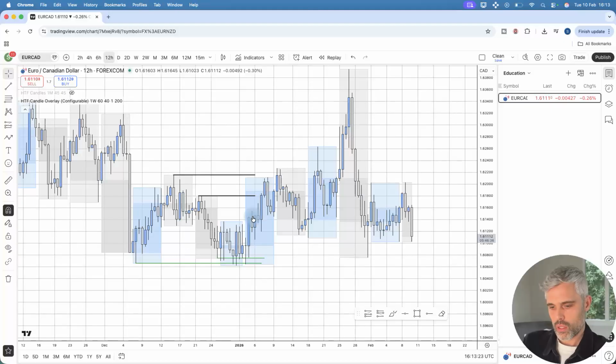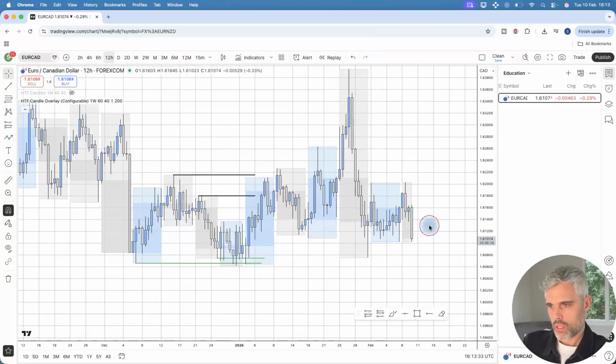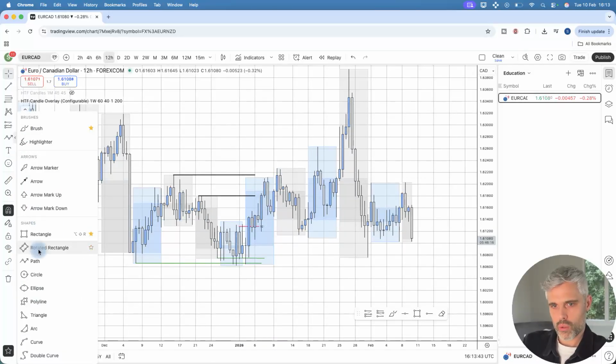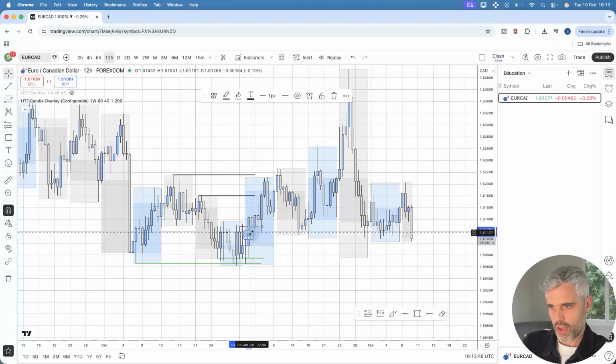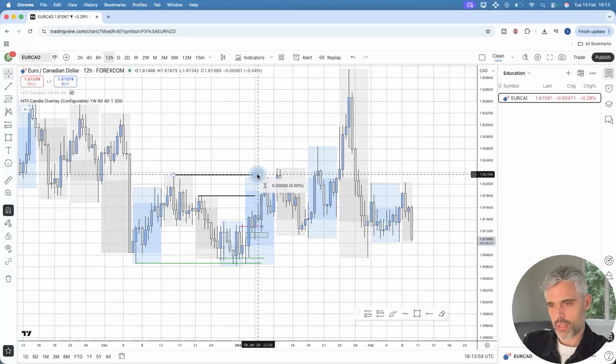Order flow. So if we come back here, we have nothing on the monthly, but we do have alignment on the 2 weekly and the weekly. We also now have structure aligning. So what does that mean? Well, we have an order block here, which we can mark as a 12-hour order block. But importantly, we also have a bullish fair value gap at this level here. So this is an inefficiency between candle 1 and candle 2. We also have a manipulation, and we have higher time frame targets in place.